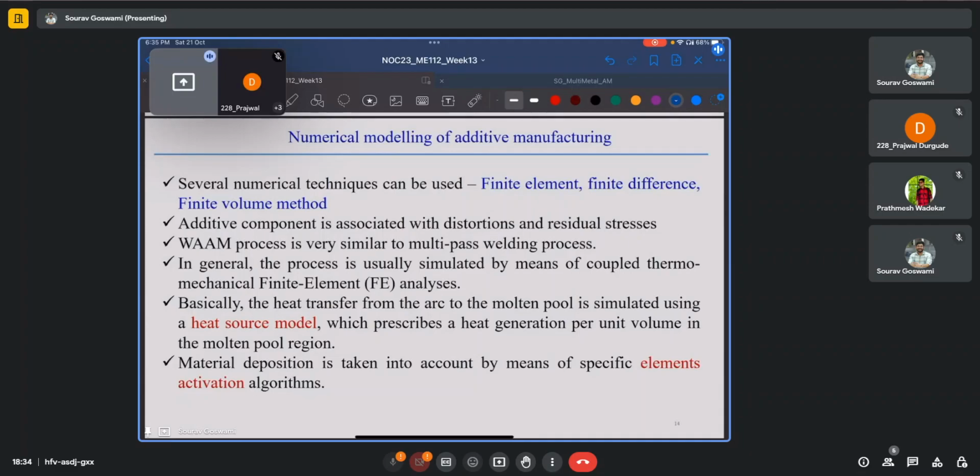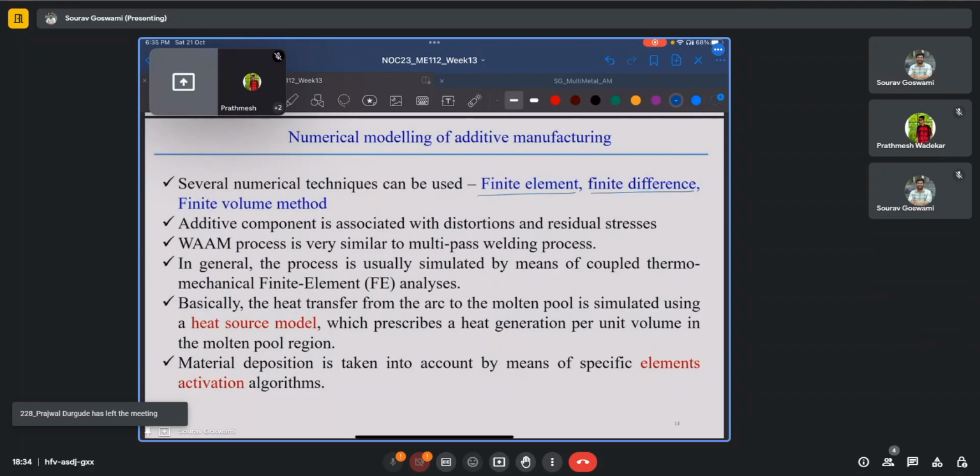Now, several numerical techniques have been successfully used, some of which you might be already aware of, such as the finite element method, the finite difference method, and especially for simulating the flow types, the finite volume method. And in additive components, you always have distortions or residual stresses. Again, one of the analogies between the WAAM process and the multi-pass welding process. So maybe a simulation which has already been developed or a model which is already very well representing the multi-pass welding process can maybe simply be extended to a process such as WAAM.